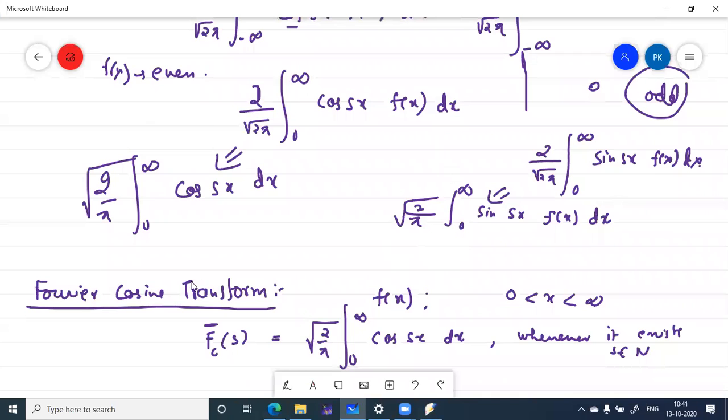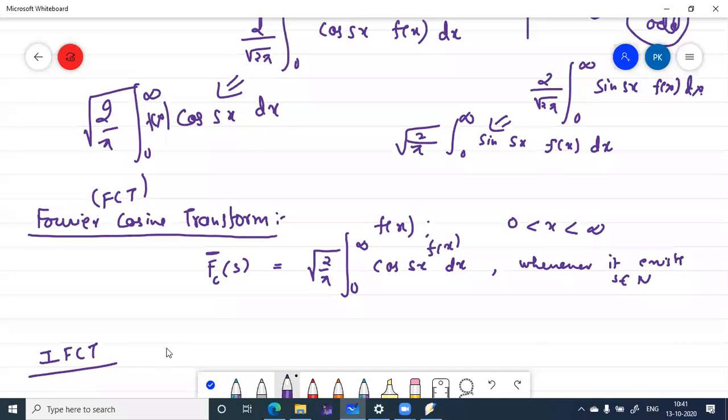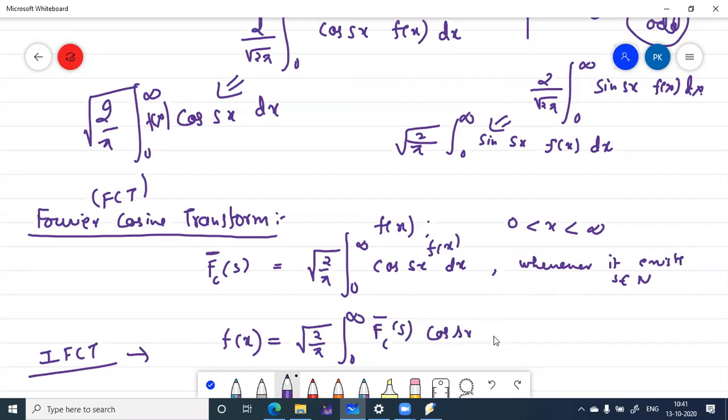In the same way, if we are talking about the inverse Fourier cosine transform, sometimes we can write it in short: the inverse Fourier cosine transform, then it is simply f of x equals square root of 2 by pi, integral from 0 to infinity of fc of s cos sx ds, with respect to s now. So this is the formula for the inverse Fourier cosine transform.